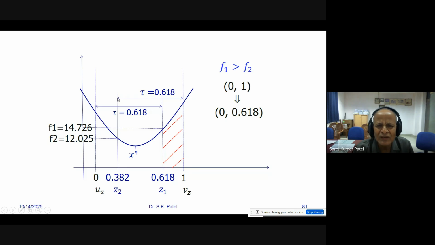And see here the width is 0.618. From 1 we go backwards, and this gives one intermediate point. And the same 0.618 we go forward from the lower bound, from 0. So 0 plus 0.618 we get one intermediate point, 0.618. And 1 minus 0.618 we get the other intermediate point, 0.382. At these two points we find the function value. We get 14.726 and 12.025. Is that clear? This is how we eliminated the region and reduced it from 0 to 1 to 0 to 0.618.